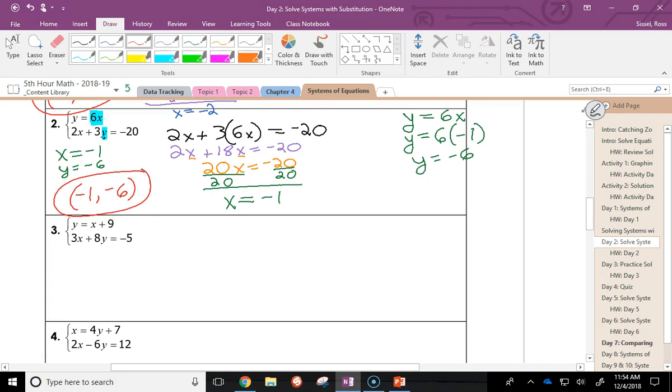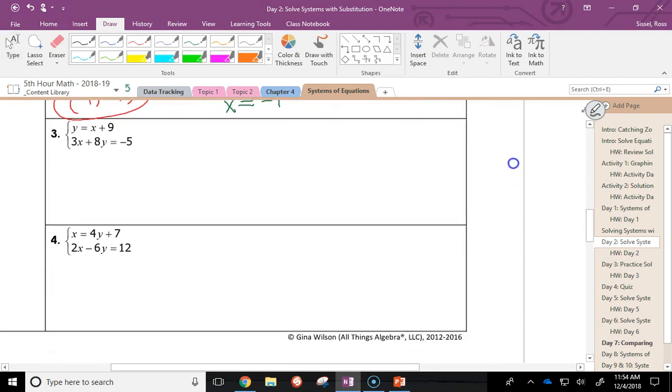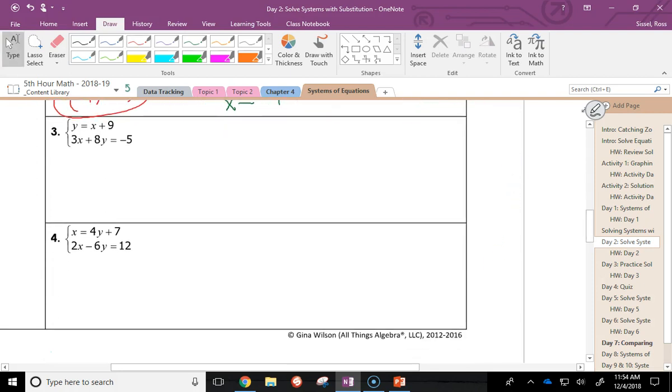Could I have put negative 1 in for x and done 2 times negative 1 plus 3y equals negative 20? Yes. And when we solved, we still would have got that y equals negative 6. But pay attention. Since you're going to be doing work, try and do the one that's going to require the least amount of work. Okay. I want to do 2 more, and then I'm going to get you started on your homework, and then I'll do the rest of them.